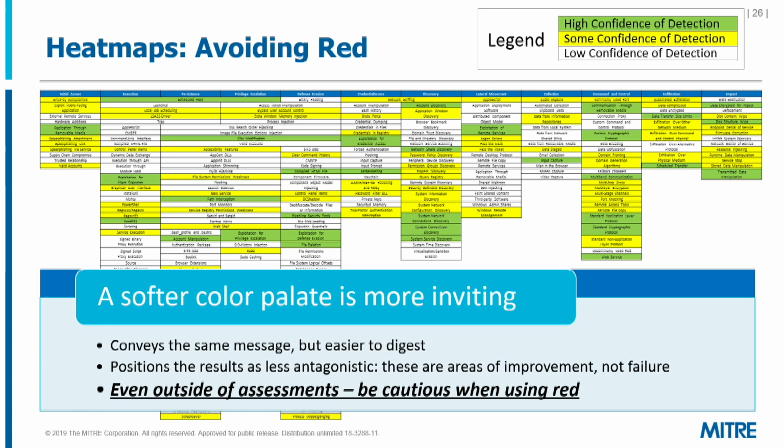It positions the results as much less antagonistic as well. These aren't areas of failure, the ones in white here. These are areas of improvement. And then the last thing is, even outside of assessments, be wary of using the color red. I feel silly recommending something so specific, but I found it helps a lot when talking about ATT&CK or coming up with heat maps or doing anything like that. Red can really throw people off.